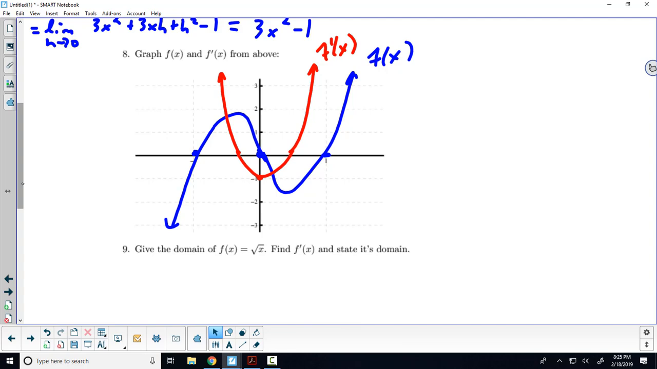Whenever you have the opportunity to graph both the function and its derivative, I think you should. Going forward, you should use a computer drawing program to kind of speed this process up. But I think it's worth putting both of these up on the board.